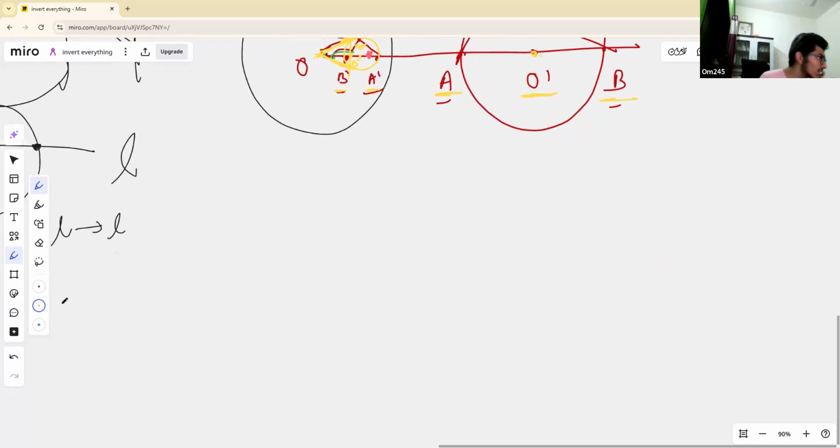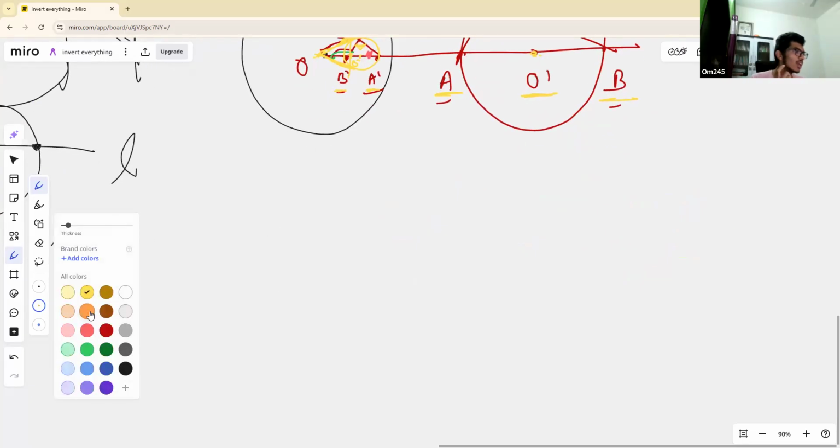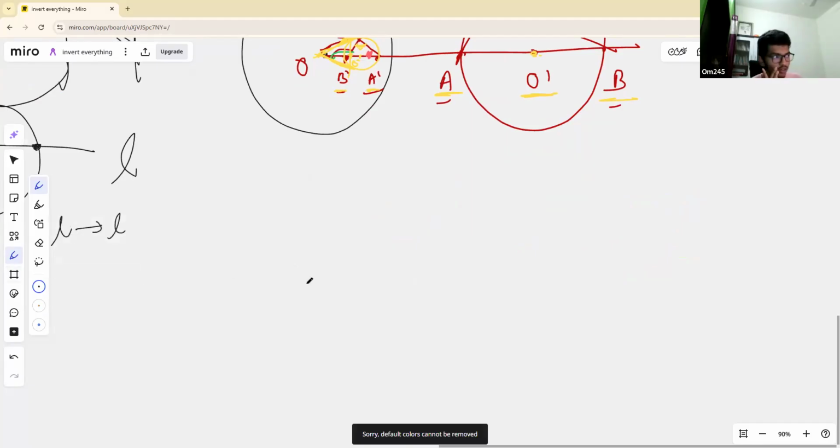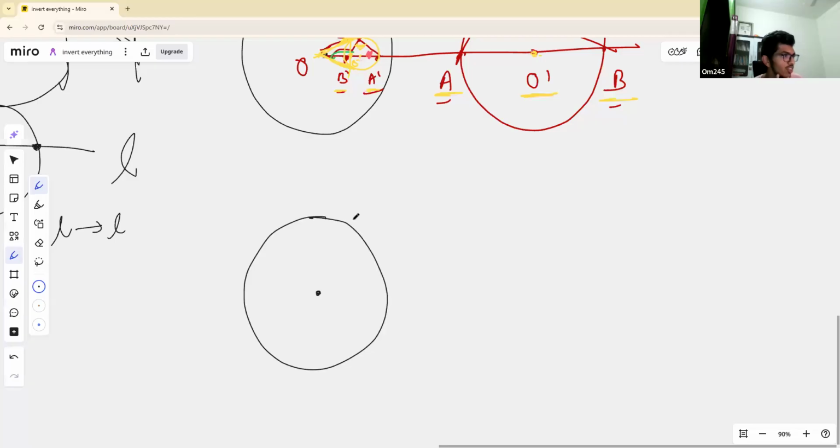Let's think about one more interesting condition. Consider circles again, because all we do is consider circles, and consider intersecting circles. So in general, wait.